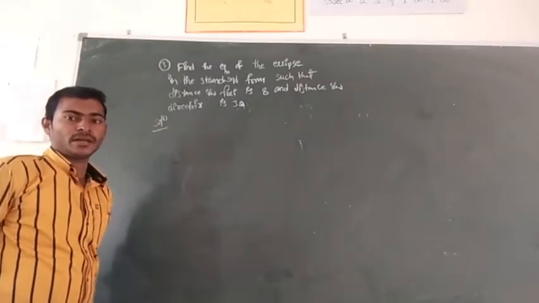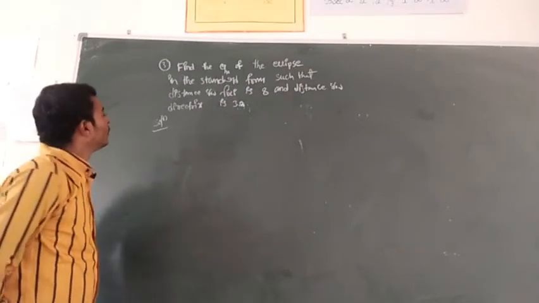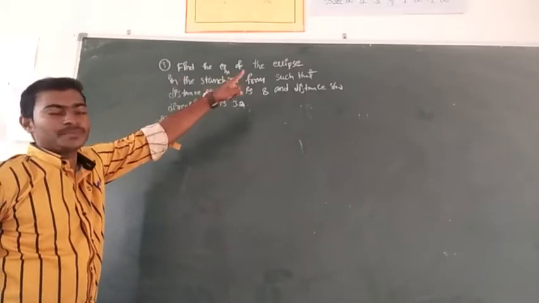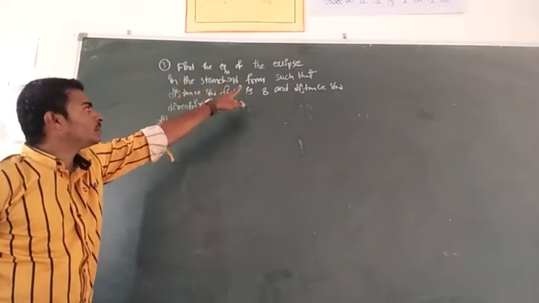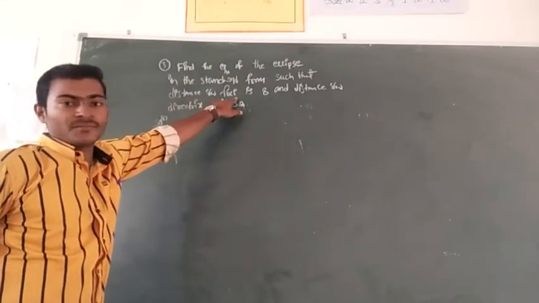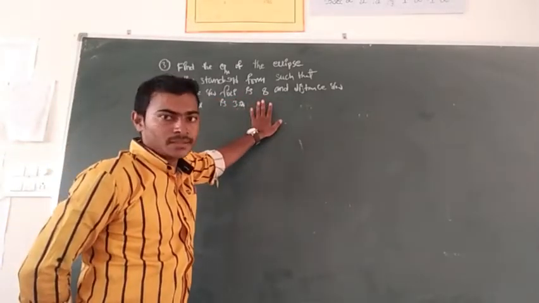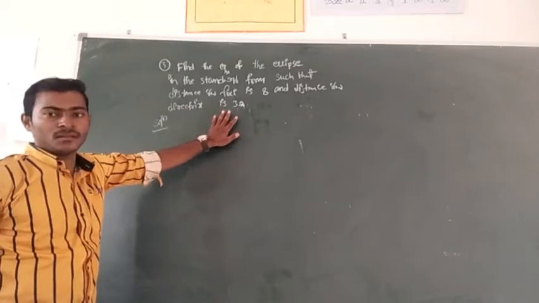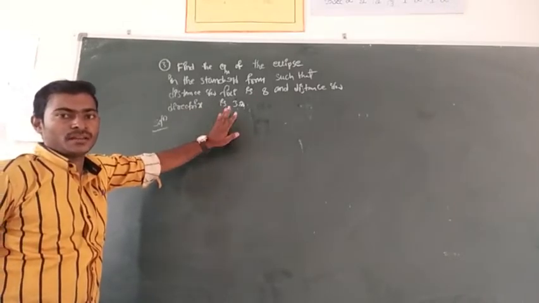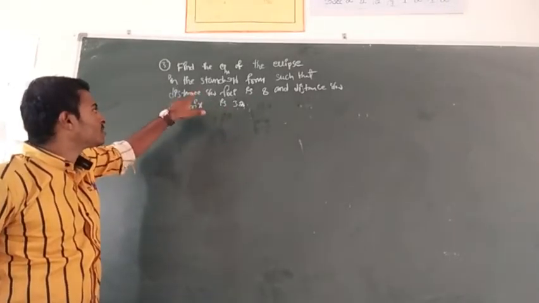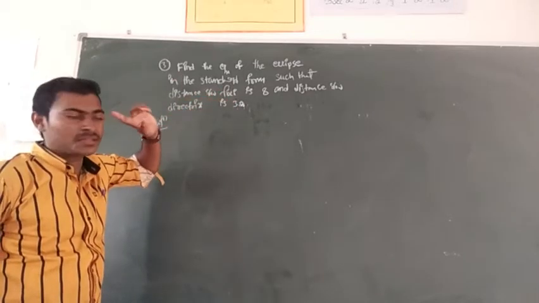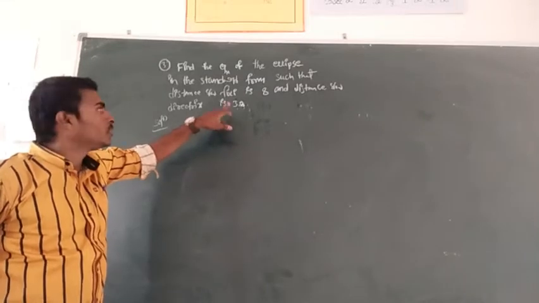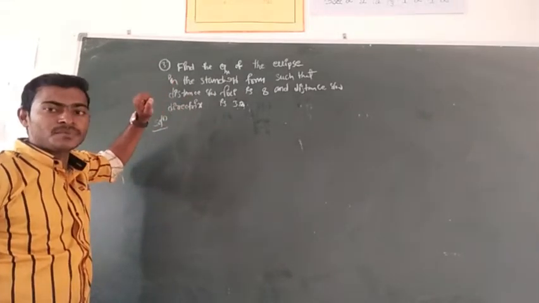We have another, third problem. Find the equation of the ellipse in standard form such that the distance between foci is 8 and the distance between directrices is 32. They are given two key points: the first one is that the distance between foci is 8, and the distance between directrices is 32. Now we are finding the ellipse equation.